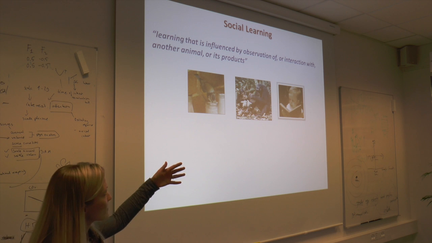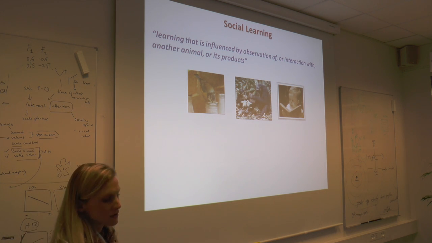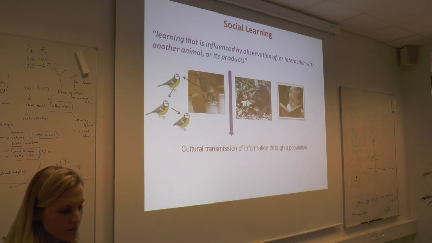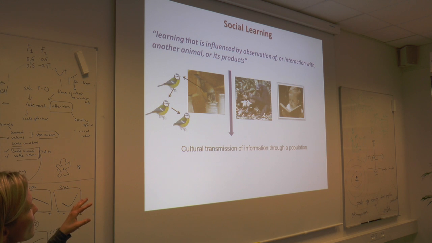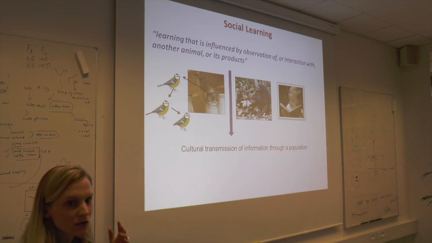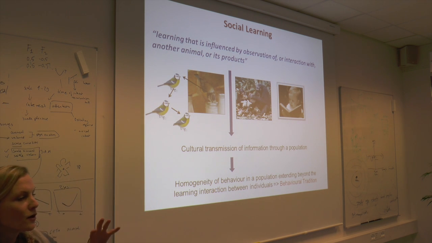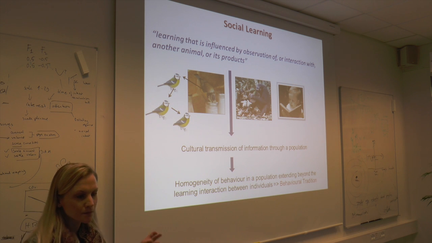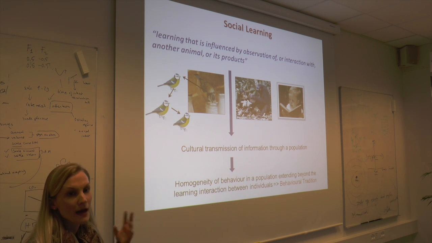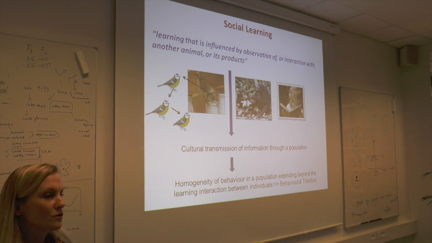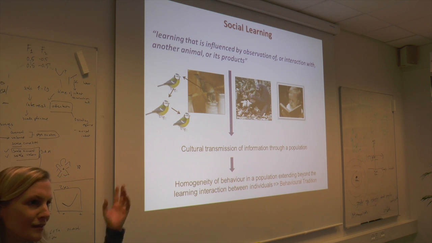And you've heard about teaching and observational learning, which we see here. So if you get the spread of information through a population due to social learning, then you might see homogeneity of behaviour within a population, which extends beyond the initial learning interaction between a dyad, for example. So I would call that a behavioural tradition. Some people would also call that culture, it depends on your background.